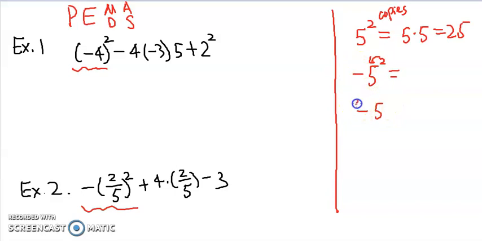But if you do want to square both 5 and the sign in front of it, you're going to have to use parentheses. Put them in the parentheses. When you have parentheses, it means you're going to square both. Take 2 copies of both. So let's see the difference.